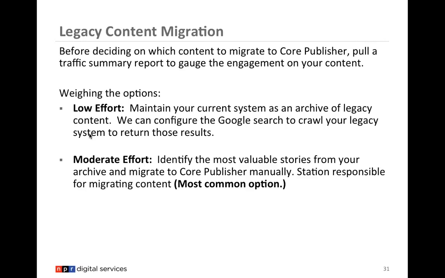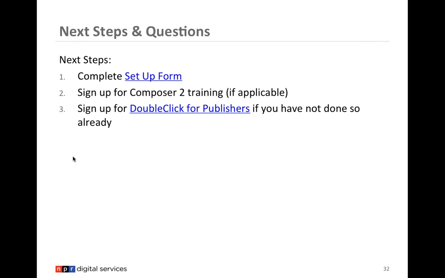Or there is the moderate effort option, which is to identify the most valuable stories from your archive and then migrate them to Core Publisher manually. So taking a look at your analytics, getting a traffic summary, and seeing what content folks are clicking on the most, what's the most evergreen content, and then just copying and pasting that content into Core Publisher. And again, we can talk more about this on your one-on-one calls to think about what option will work best for you and your team.